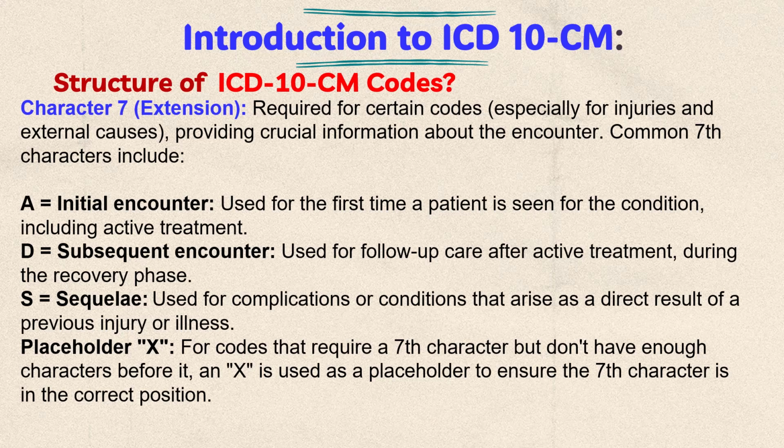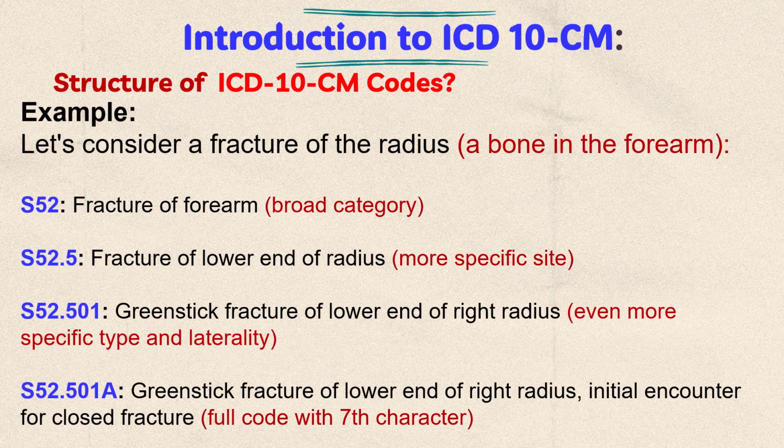Placeholder X is for codes that require a 7th character but don't have enough characters before it. And X is used as the placeholder to ensure the 7th character is in the correct position. So let's see an example. For example, let's consider a fracture of the radius, a bone in the forearm.